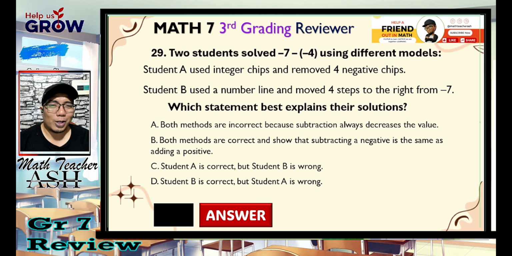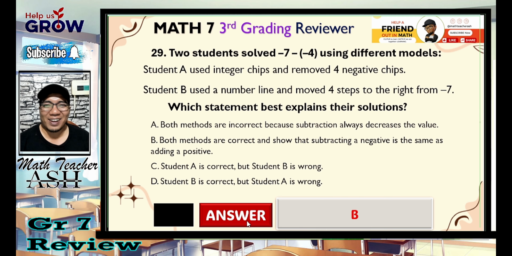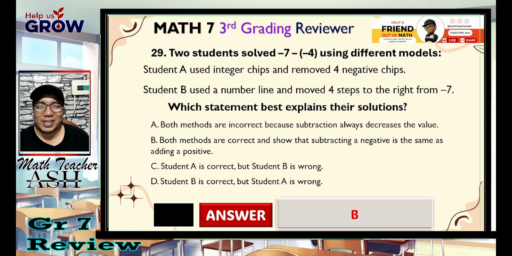Okay, my dear math learners, technically, they are using different methods but they arrive at the same correct answer. And, of course, they are both correct. So the correct answer would be letter B. Let's check whether we are correct. Both methods show negative 7 minus negative 4. The answer for that would be negative 3. I hope that's clear, my dear math students.